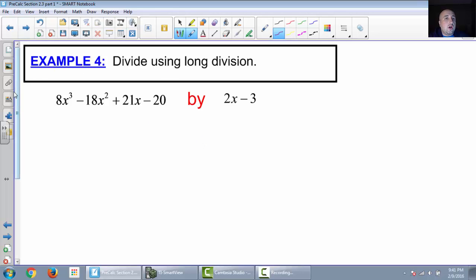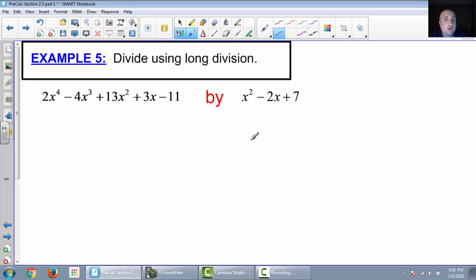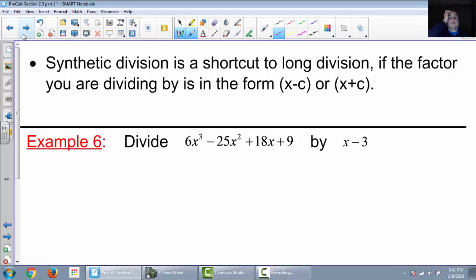All right, so I'm going to skip this one. We'll probably do this one in class. I'm going to skip this one as well. We'll probably do this one in class as well. And then we're going to go to synthetic division. We're going to finish this up.